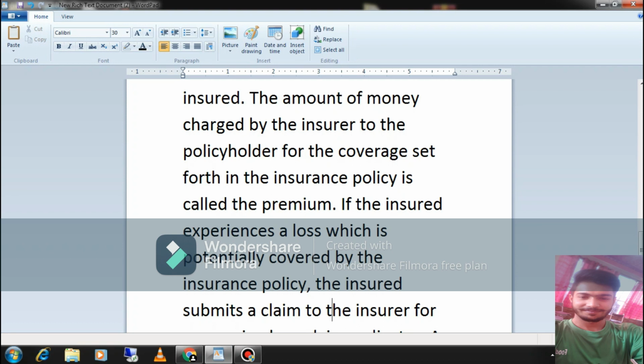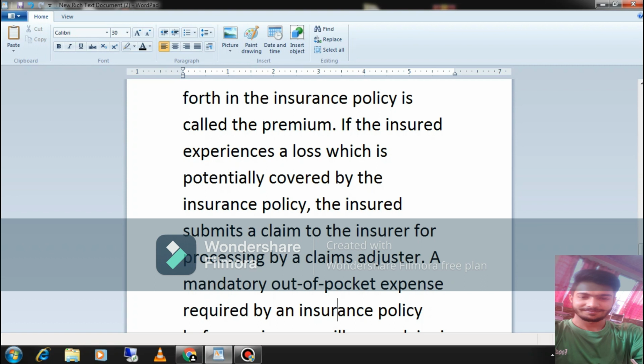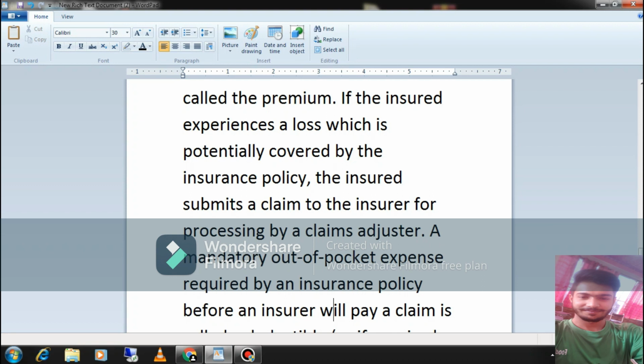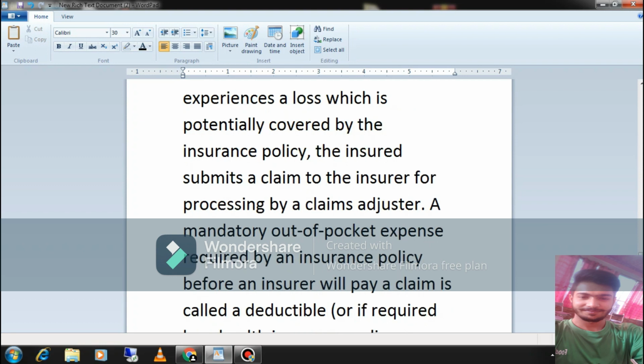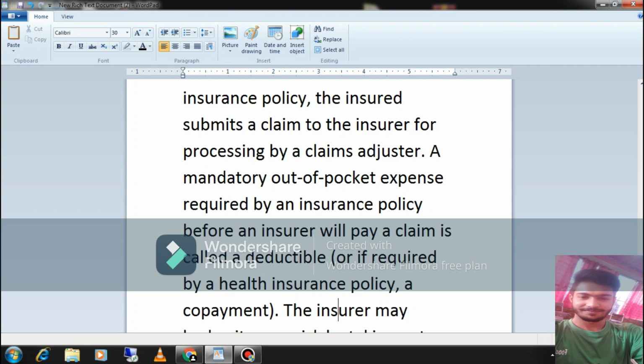If the insured experiences a loss which is potentially covered by the insurance policy, the insured submits a claim to the insurer for processing by a claim adjuster. A mandatory out-of-pocket expense required by an insurance policy before an insurer will pay a claim is called a deductible, or if required by a health insurance policy, a copayment.